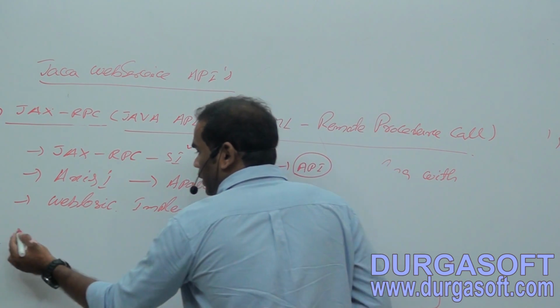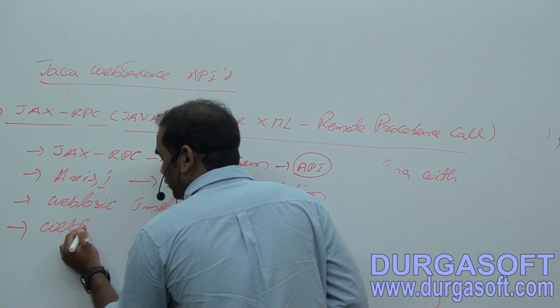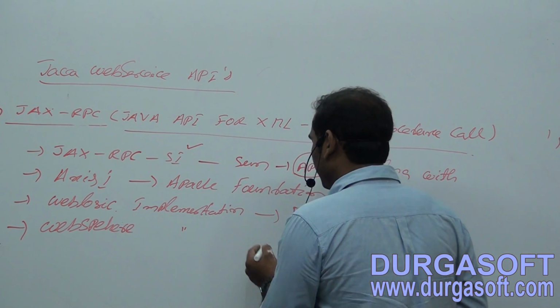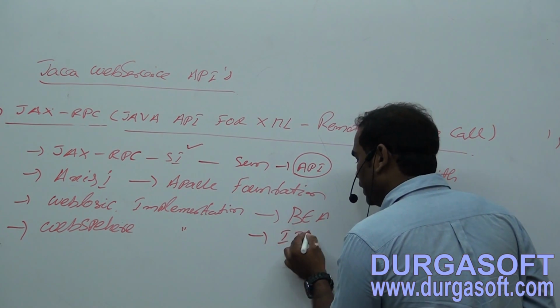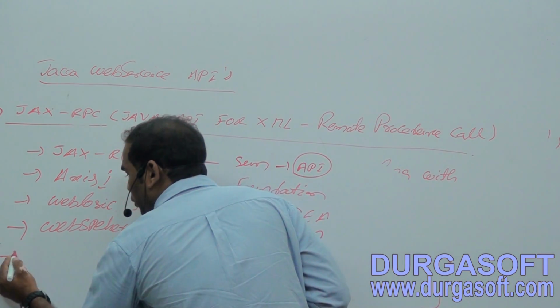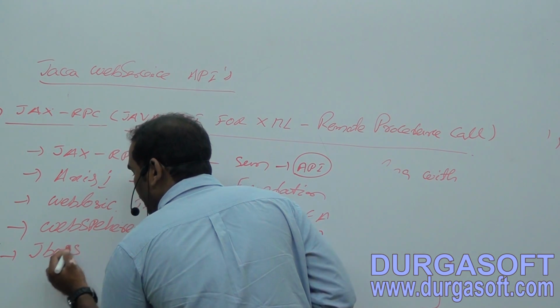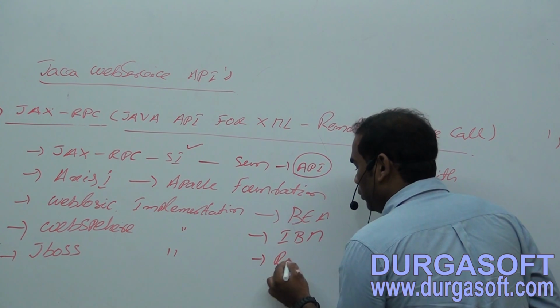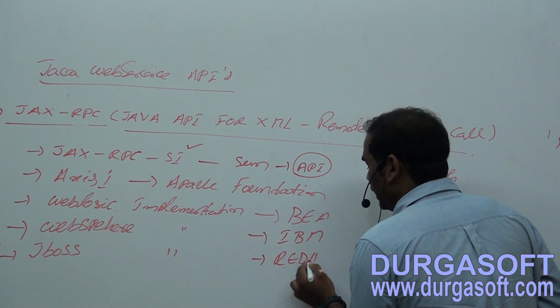The next one is the WebSphere implementation, which is given by IBM. In the same way, JBoss has also given an implementation. JBoss is given by Red Hat.